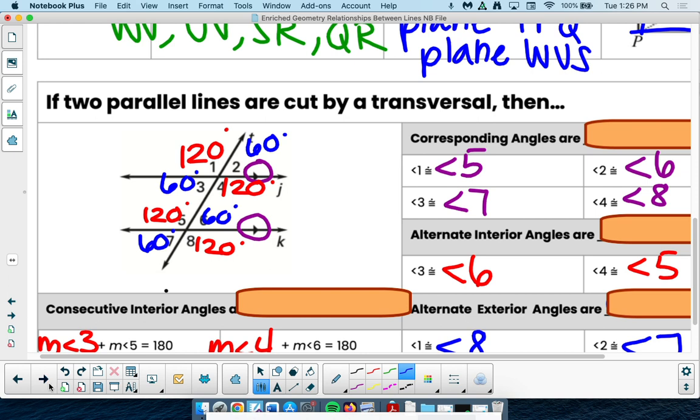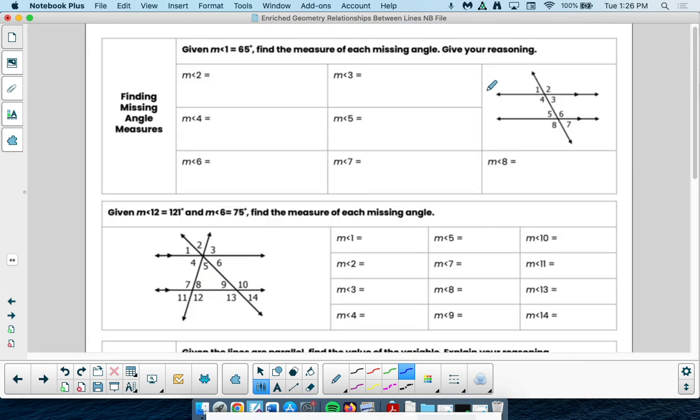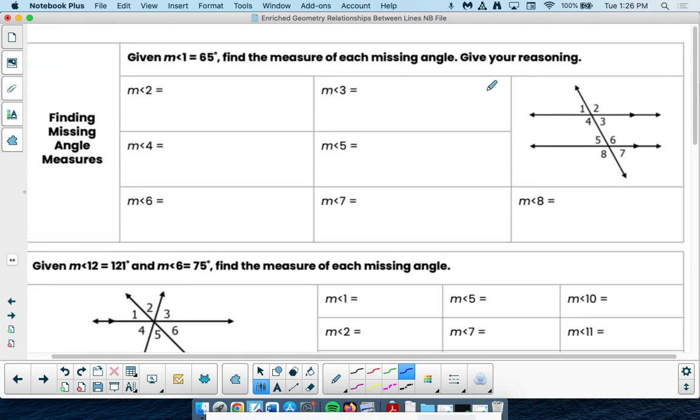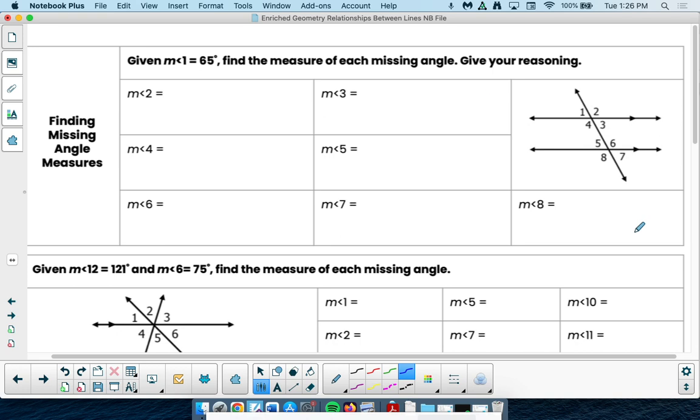Okay, so we're going to do that given angle 1 is 65 here, but then we have to explain our reasoning, meaning like, why did we put what we put? So if this is 65, how can we find angle 2? 180 minus 65. Yeah, what is that? 115? What would our reasoning be? What kind of angles are 1 and 2? Linear pair, that's all you have to put. Or supplementary. I'm going to put linear pair.